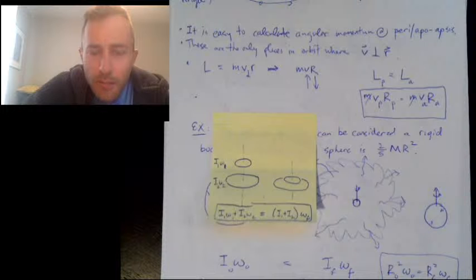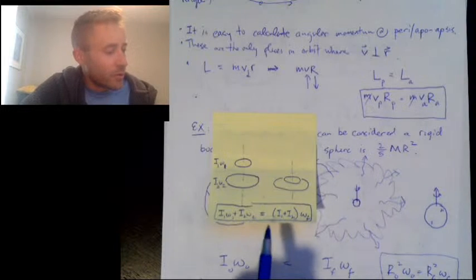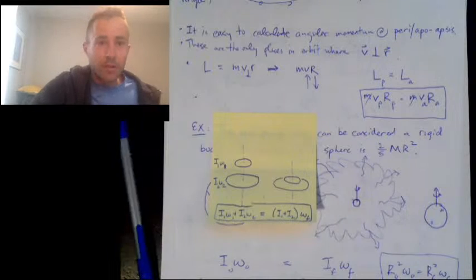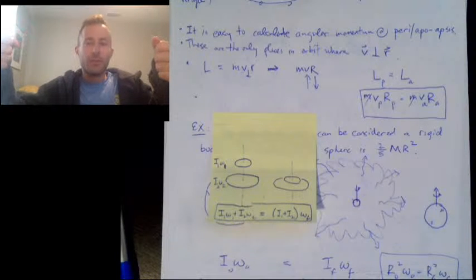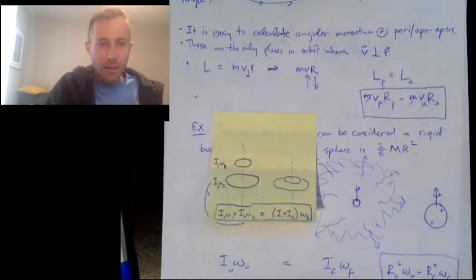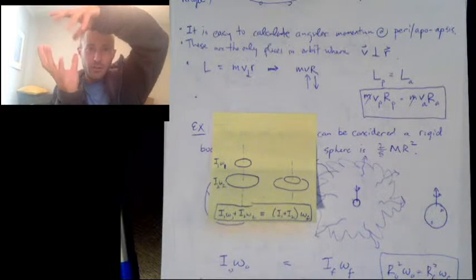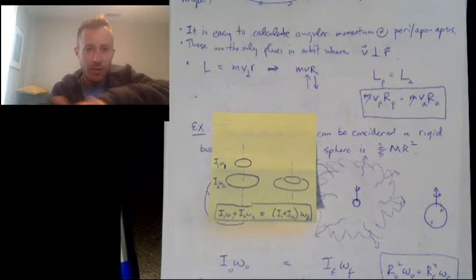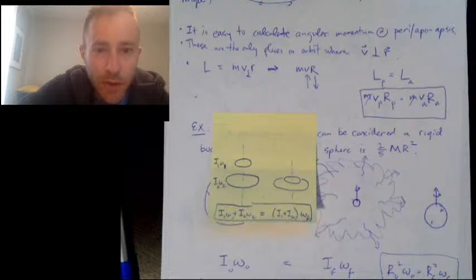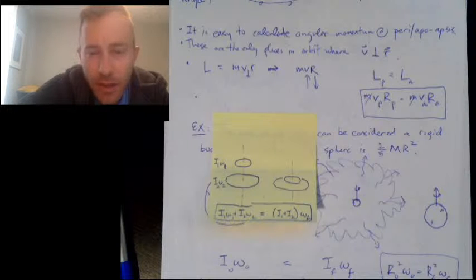By the way, this is the rotational equivalent of a completely inelastic collision, because in a completely inelastic collision, two things hit each other and then they have the same velocity afterwards. Here we have two things that are spinning at different rates that land on top of each other, and then they have the same final spin rate. Okay, so that is my lesson for today.